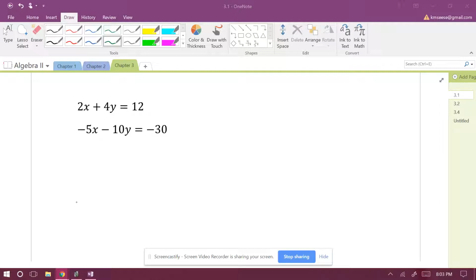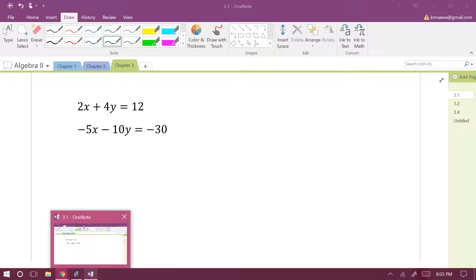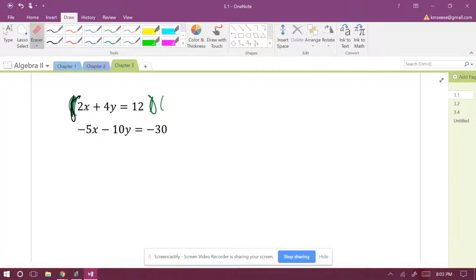I'm just going to go ahead and eliminate the x's. So I see that I have a positive 2x and a negative 5x. I know they already have opposite signs, one side is negative. So what I'm going to do is multiply my first equation by 5 and my second equation by 2.